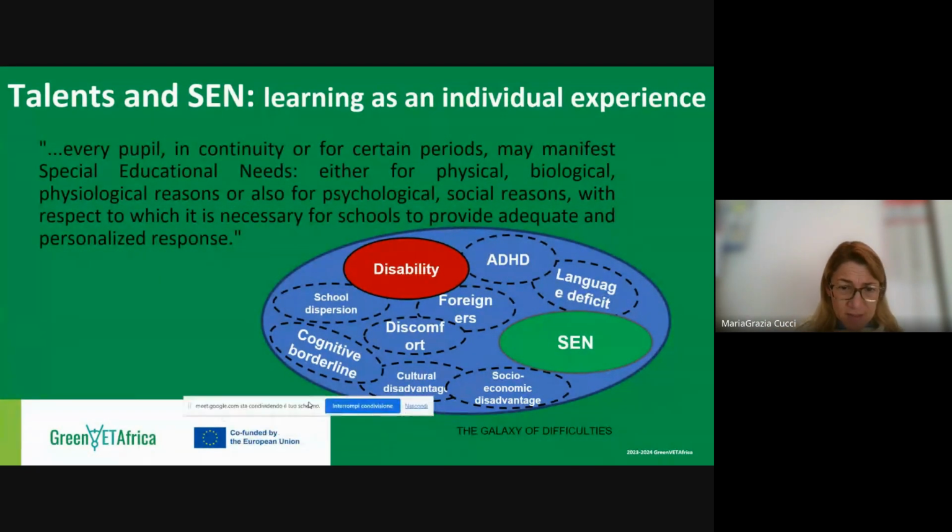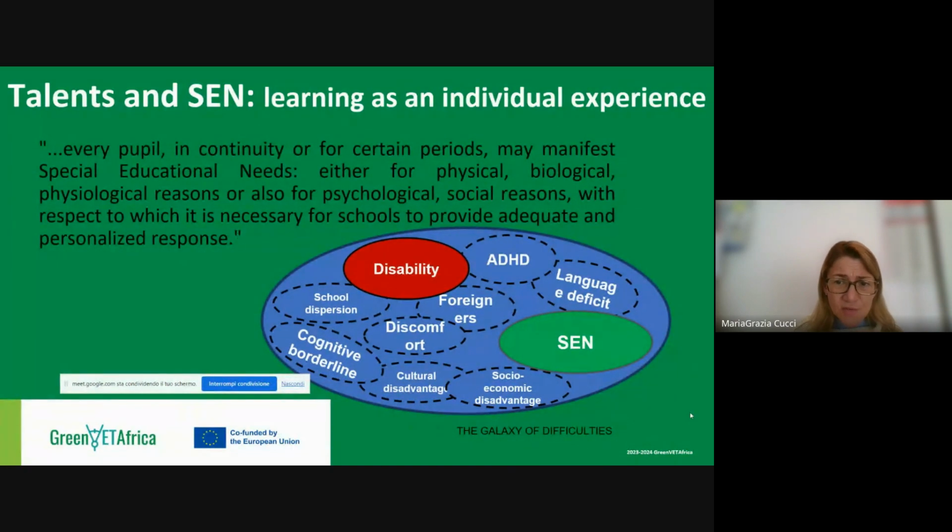I found this drawing, the galaxy of the difficulties, and I find it quite interesting because we see that there are some signs that are not unique. So we can have something that is the limit of the other, one coming to the other.